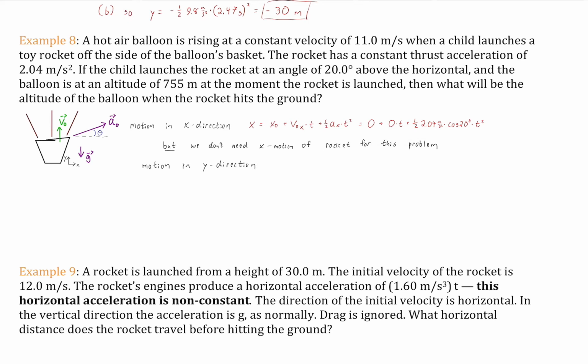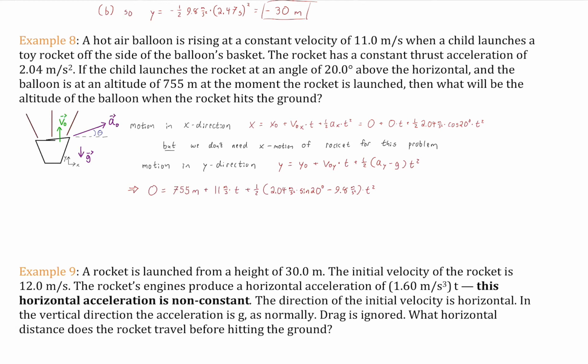So let's consider y. In the y direction, we've got y equals y naught plus v naught y times t plus 1/2 (a_y minus g) times t squared. Why is this whole thing in the parentheses? Well, this is the net acceleration. There is an upward vertical acceleration, and then there's gravity. Together, they make the total acceleration on the rocket in the y direction.